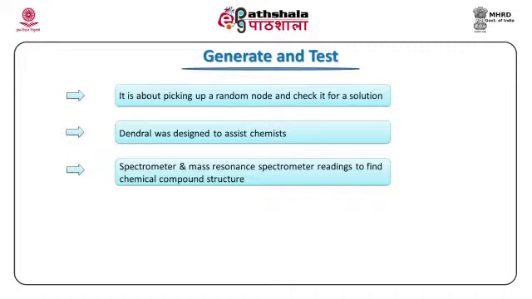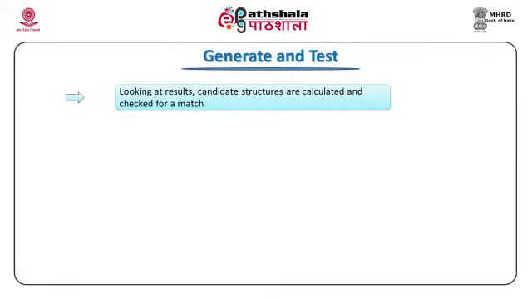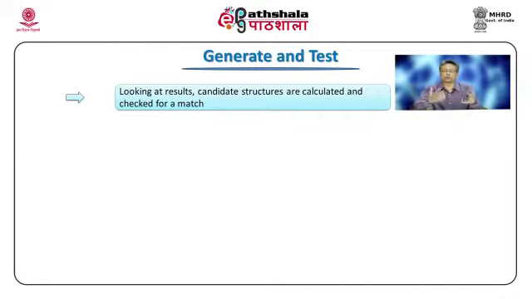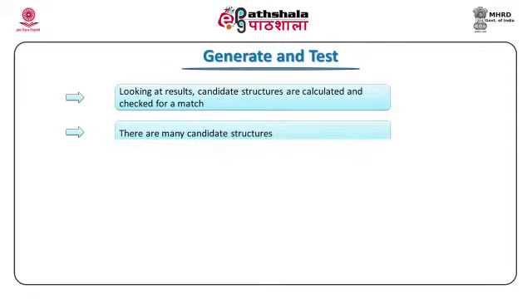These two things are coming inside as an input to Dendral, and what Dendral does, it looks at the input and tries to figure out the chemical compound structure. Looking at the results, the candidate structures are calculated and checked for a match. Okay. What are the possible candidates, we will just look at them and check which match. The output of Dendral is a small set of states which match. And there are many candidate structures. In some cases it goes beyond a million.